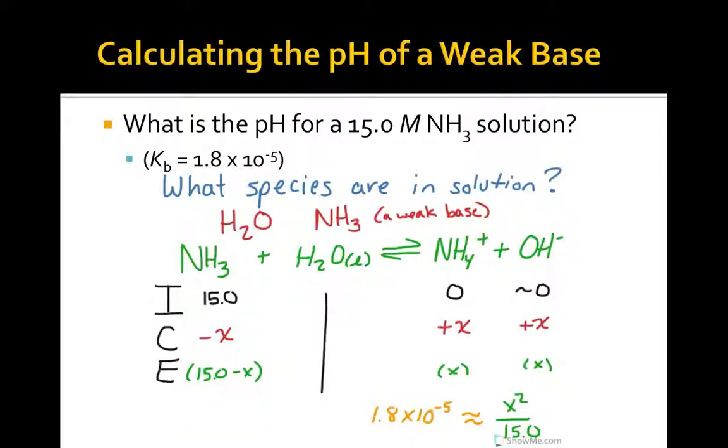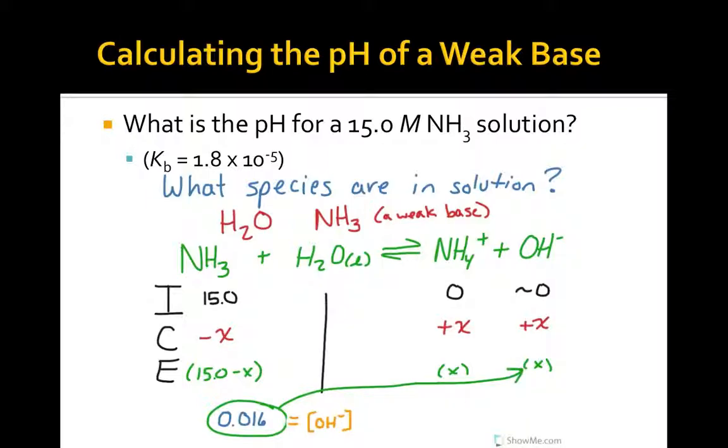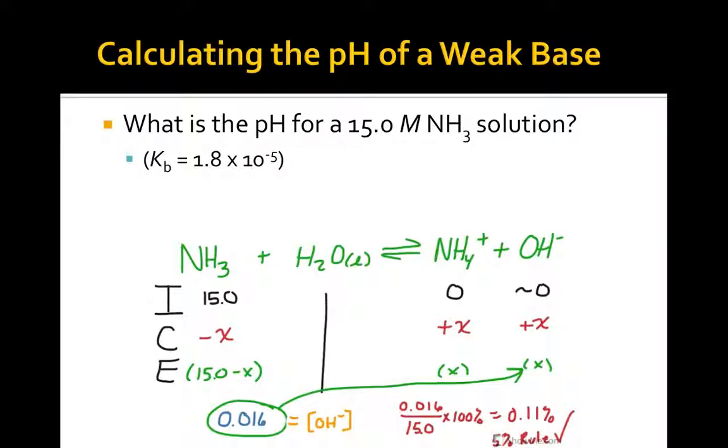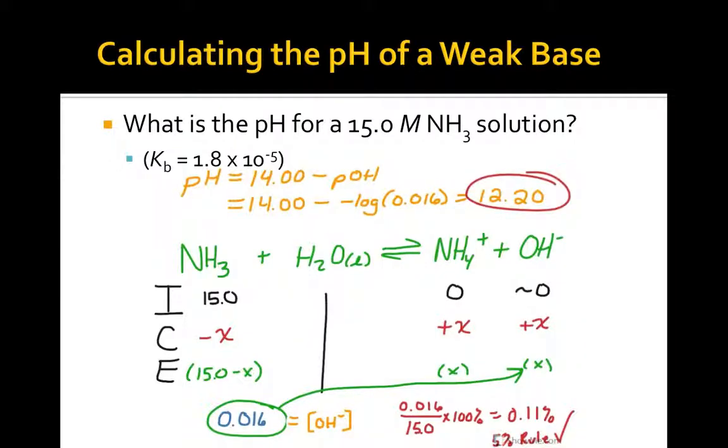So we can use the equilibrium expression for Kb, substitute our equilibrium concentrations in terms of x. Since the equilibrium constant is so low compared to our initial ammonia concentration, we can use the 5% rule to approximate and save a lot of time. The hydroxide ion concentration would then be 0.016 molar, which is much less than 5% of the initial ammonia concentration. If we find the pOH and subtract that from 14, we get the pH of this solution. The pH is 12.20.